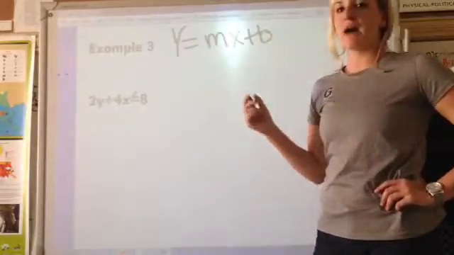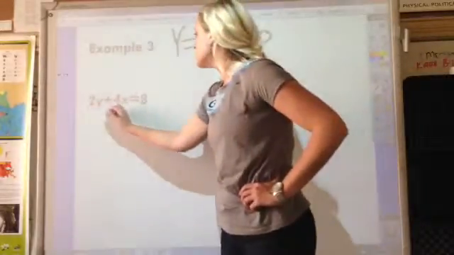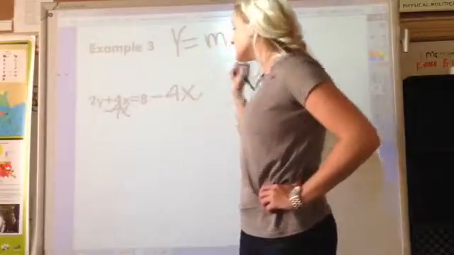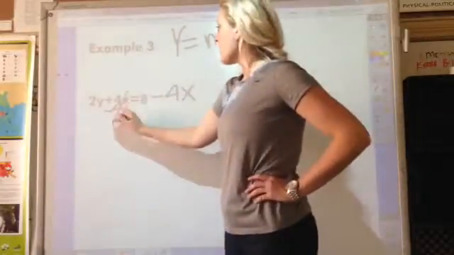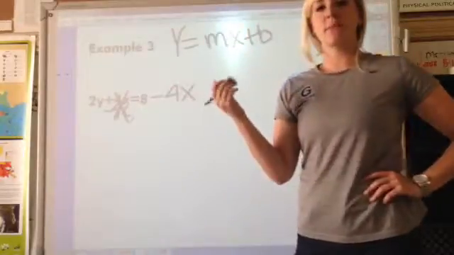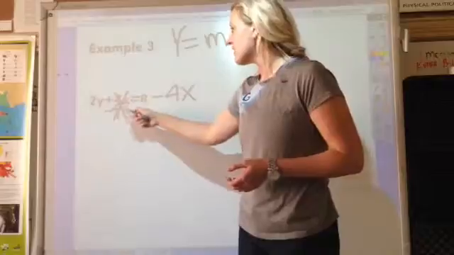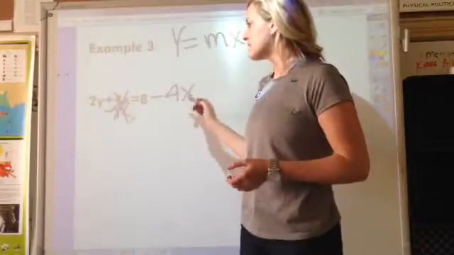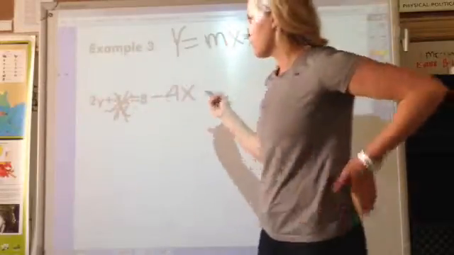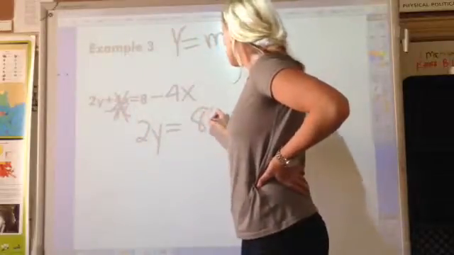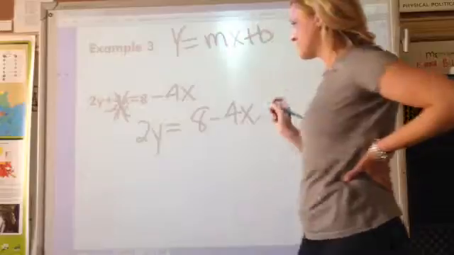The way I get rid of a positive 4x is, again, I do the inverse operation. I subtract 4x from both sides. My 4x's will cancel out because 4x minus 4x will just give me 0. Make sure that you carry your variable with it. You can't just subtract 4 because then you still have a variable. I'm left with 2y equals 8 minus 4x.